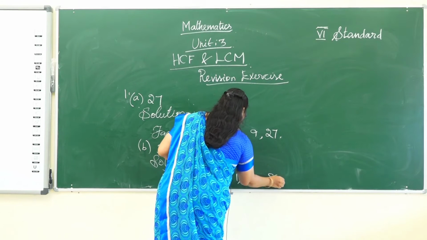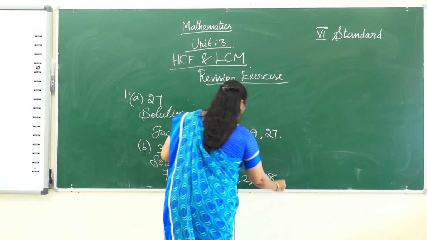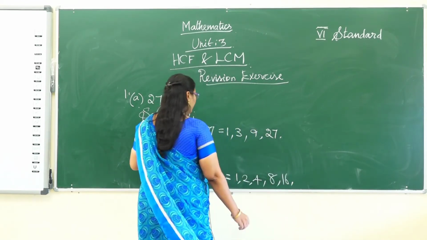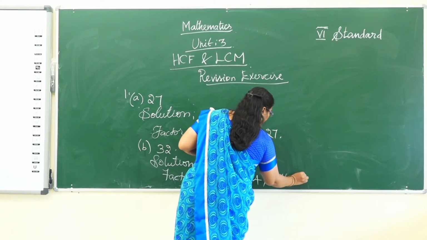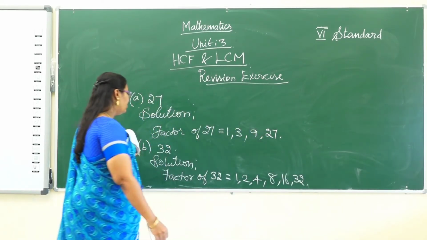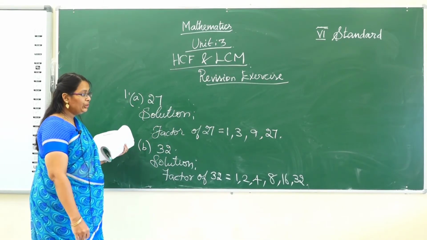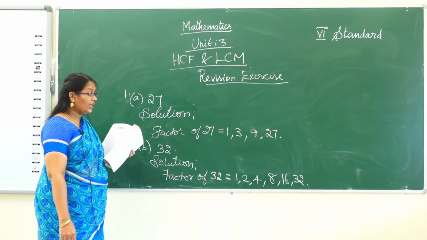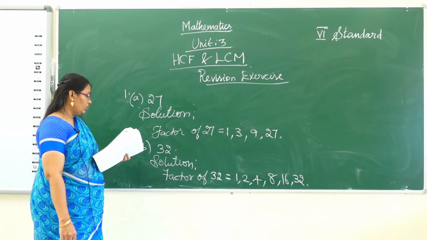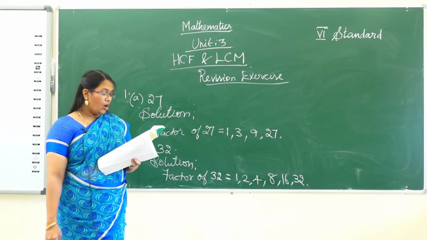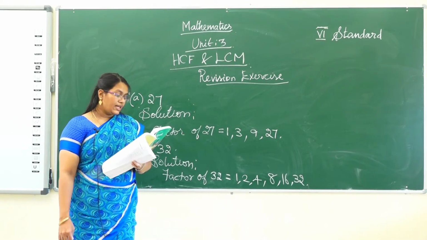8. Okay, and then 16 table, and then finally 32 table. So what are the factors of 32? 1, 2, 4, 8, 16 and 32. Okay, C and D problems are homework. Now move to the second problem.